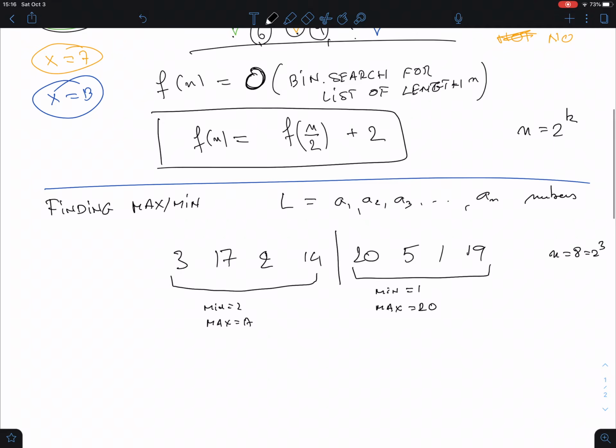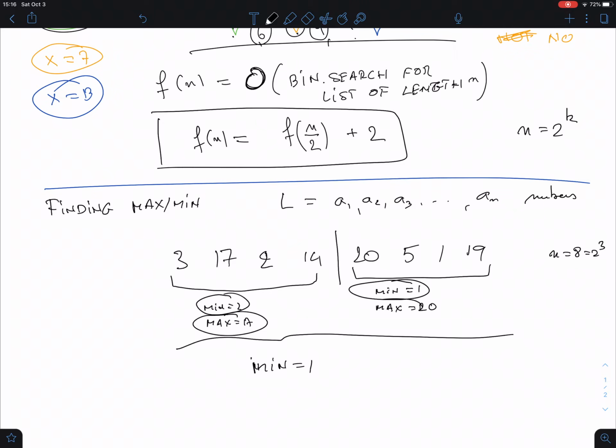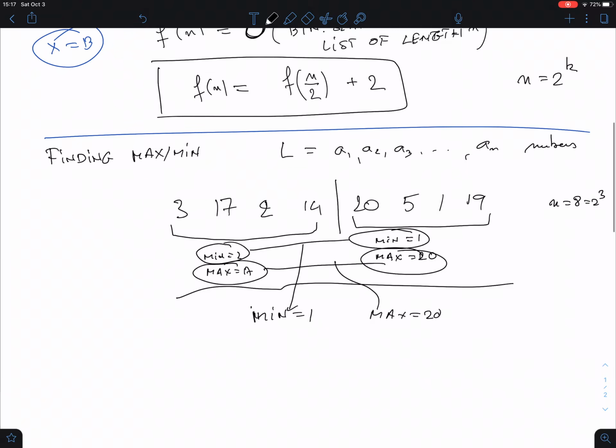So we have solved each of these problems separately. We found the minimum and maximum of the left-hand side, and of the right-hand side, but we have to put them together. That's the conquer part. And how do we put them together? To find the actual minimum of the whole list, we compare the two minima, whichever is smallest. So what's the minimum of the whole list? The smallest of the two, which would be 1 here. And what's the maximum of these two lists? The biggest of these two, so the biggest of the maxima is 20. And then the minimum would be the smallest of those two. So two extra steps to put it back together.